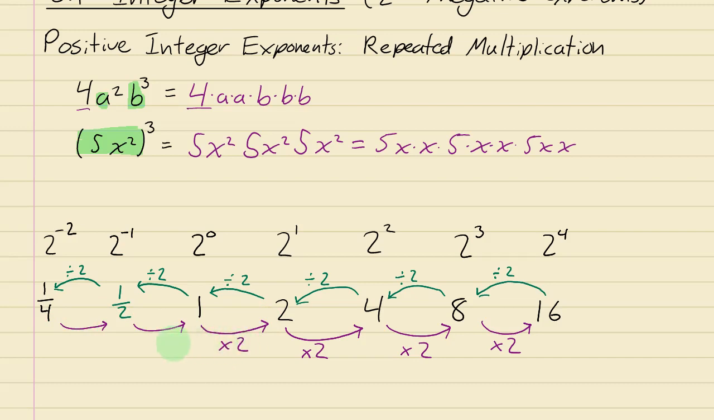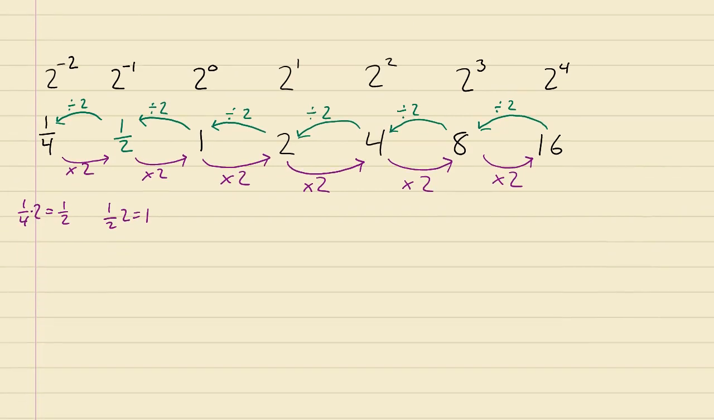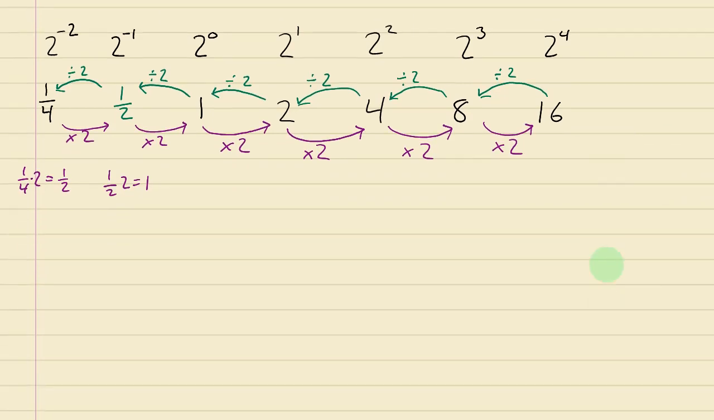We're still multiplying by 2. So 1/2 times 2 is 1, and 1/4 times 2 is 1/2. So this is still multiplication by 2. So this pattern is going to make a lot of the algebra stuff we do possible that wouldn't be possible otherwise. So that's going to be our definition of negative exponents.